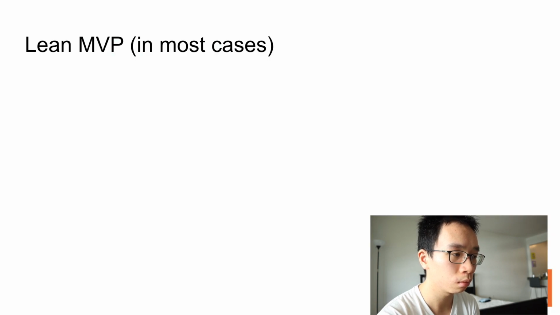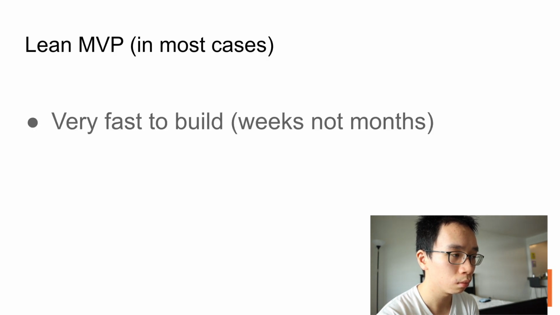In most cases, most people should be building a very lean MVP. By that we mean you should be able to build it fast, in weeks, not months. This can either involve software or, honestly, we see startups just start with a landing page and a spreadsheet. But most startups can start very, very fast.